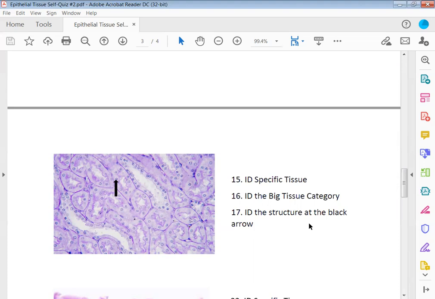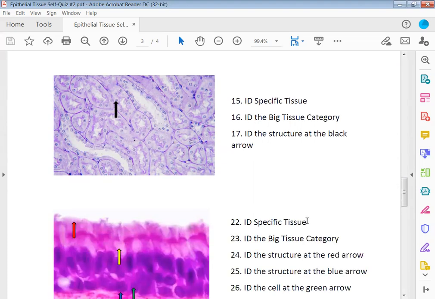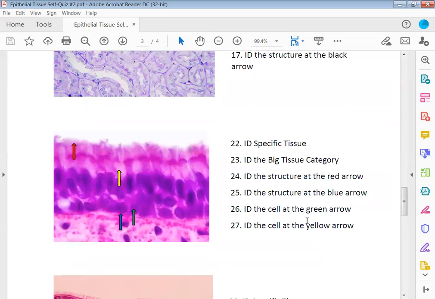Number 17, identify the structure at the black arrow. Number 17, that structure would be the nucleus. Moving on to the picture with questions 22 through 27. 22, identify the specific tissue. The specific tissue would be stratified columnar epithelium.